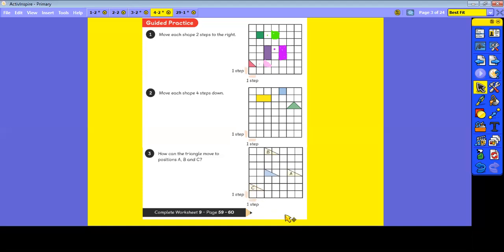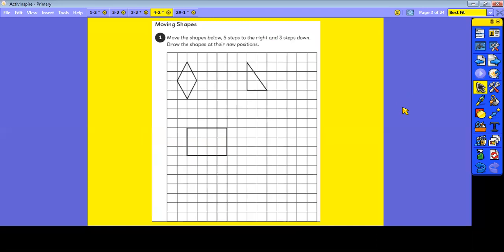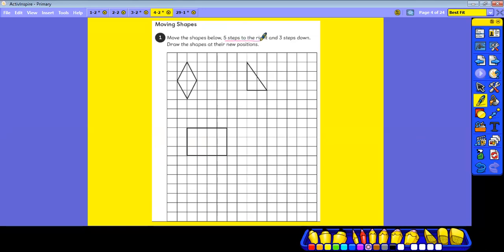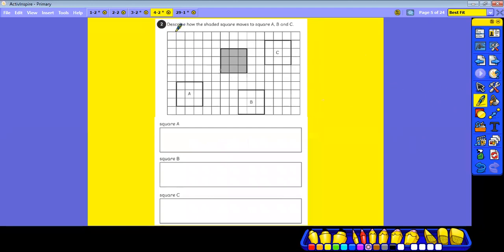If you can do that and you complete it in less than an hour, you know you can go to worksheet 9, pages 59 to 60 in your workbooks, where you get to move shapes in this lovely squared paper grid. And you're given very, very clear instructions. 5 steps to the right and 3 steps down. And you've got to draw them in their new positions. So you've got to draw each of these 3 2D shapes. And I know you know the names of them now. And you've got to move them 5 steps to the right and 3 steps down. Answers always attached to Tapestry, remember? So you can always check your learning at the end of the session.